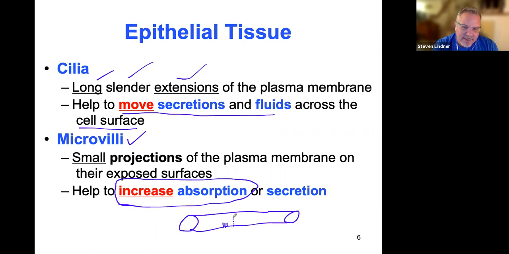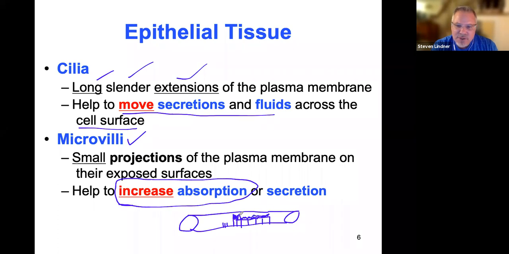It'll be like this. You'll have a columnar cell, and then on top of it, a bunch of these microscopic extensions that are much smaller than cilia. And they call it a brush border appearance because it looks like the end of a broomstick, many, many filaments at the end. So they call it a brush border. So we're going to have these columnar cells all throughout the intestines, right? And you're going to have a bunch of little microvilli coming off of them.